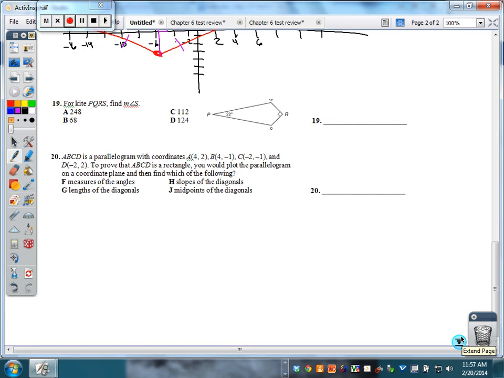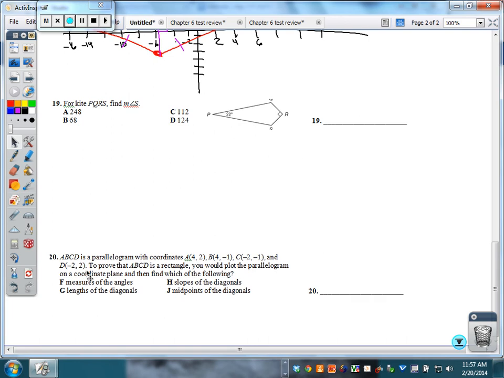Last two. Number 19, for kite PQRS. This Q right here we're missing. We're looking for the measure of angle S. Now, this one's going to be pretty easy because we know that the measure of angle R is 90. The sum of all of these angles would equal 360. So if we added 90 plus 22, we got 112. Now if all of these angles equaled 360, let's just go ahead and add these together because these are going to be the same measurement right here. Because in kites, one pair of opposite angles have to be congruent.